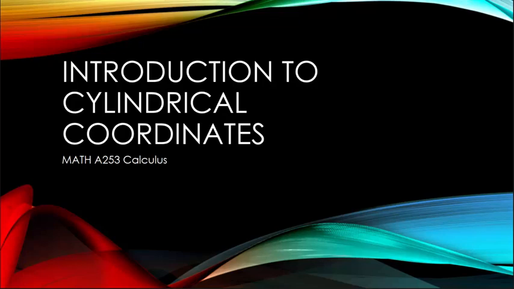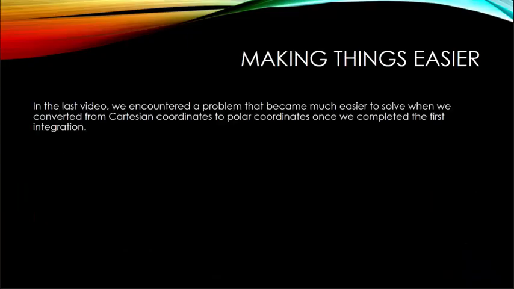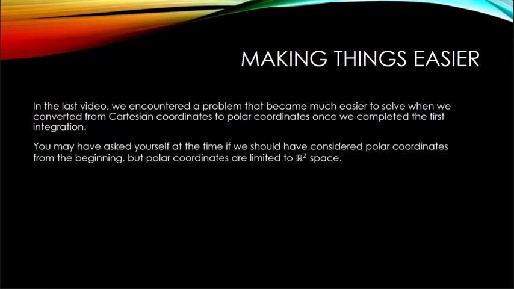In this video, I'm going to introduce cylindrical coordinates. The idea behind this is to make things easier. In the last video, we encountered a problem with triple integrals that became much easier to complete when we converted from Cartesian coordinates to polar coordinates once we had completed the first integration. And you may have wondered why we didn't just start by looking at the possibility of using polar coordinates from the beginning. But the problem is that polar coordinates are limited to R2 space.